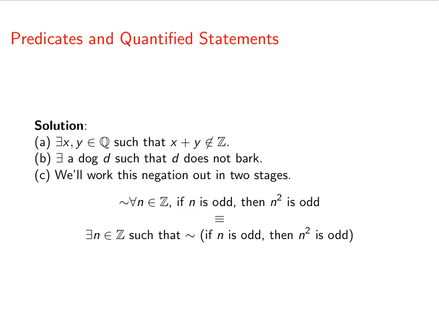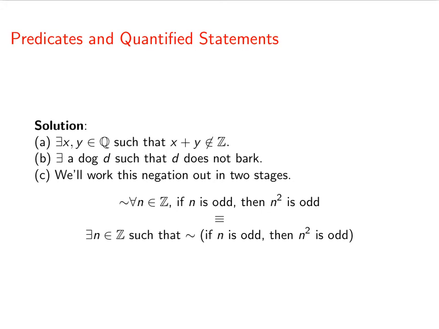And then for B, all dogs bark, we could say there exists a dog D such that D does not bark. If you want to avoid using the formal language, then you might say there is a dog that doesn't bark. And then for part C, we're going to need two stages here.